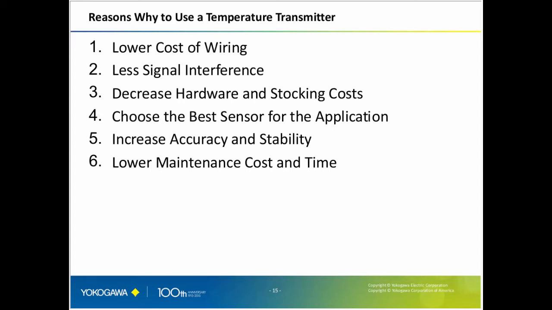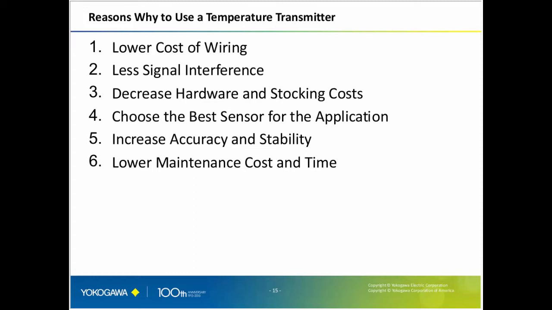Even though sensors are designed to have a high degree of conformance to an established curve, like that resistance temperature curve that we talked about, each one will vary slightly from their stated specification. So the temperature transmitters can match that curve, and we'll talk about that a little later. I know I've mentioned it a couple of times. We'll talk about that sensor matching in the next couple slides.